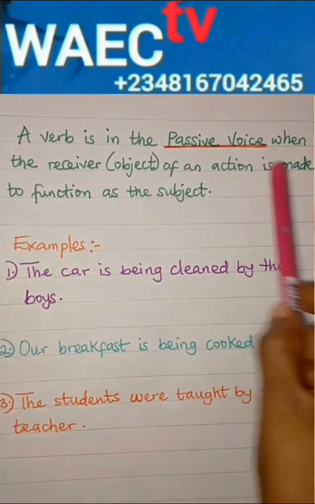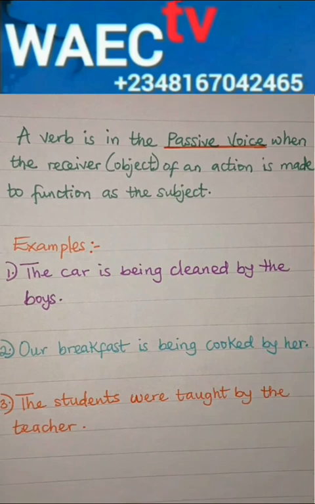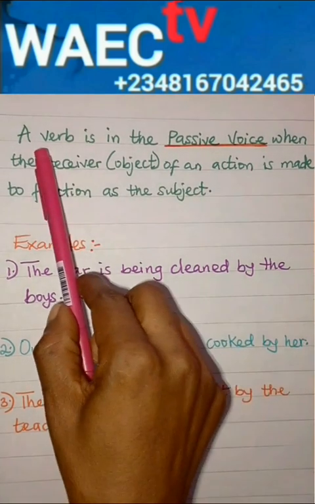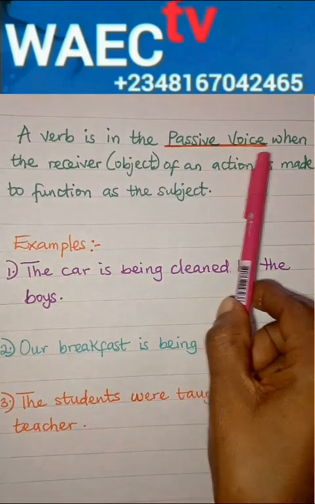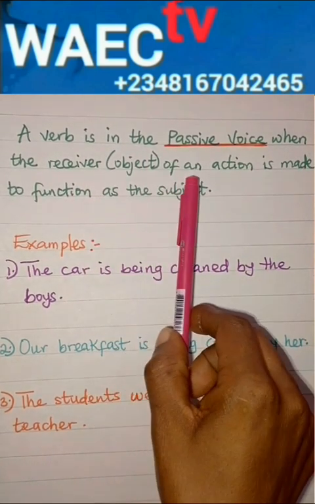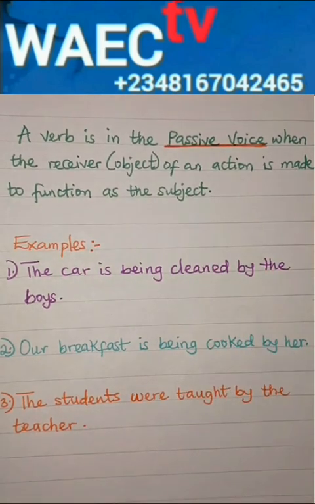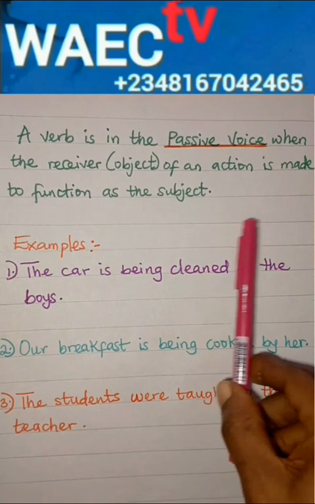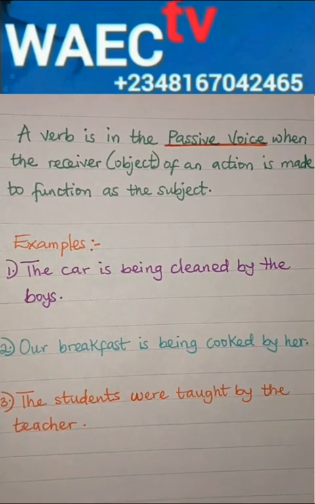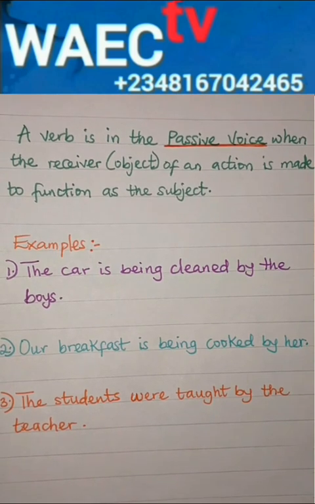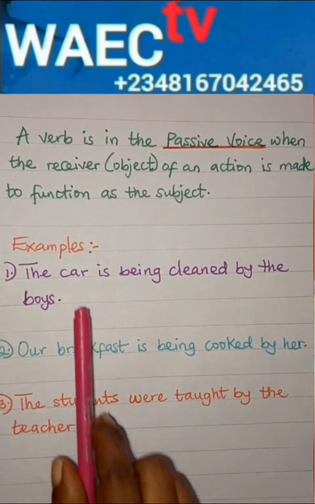Let's go to the passive voice. What is a passive voice or passive verb? A verb is in the passive voice when the receiver or object of an action is made to function as a subject. Now, the object here is coming to the position of the subject. The writer or the speaker of the sentence is particular about the object. Is that understood? Now, let's take a look at some examples.